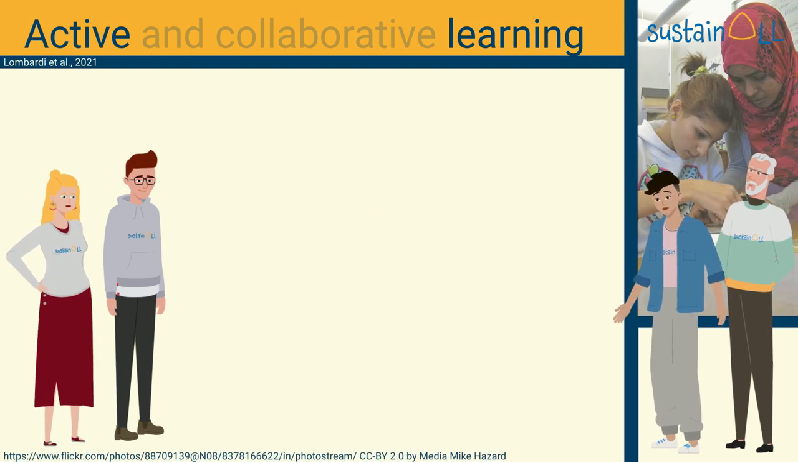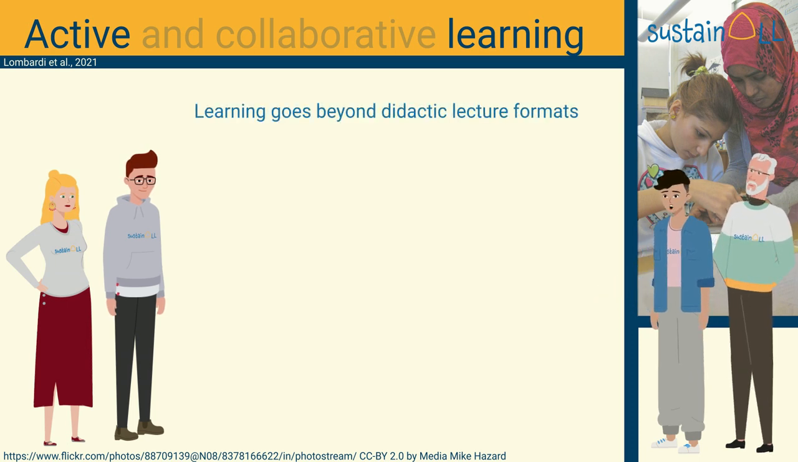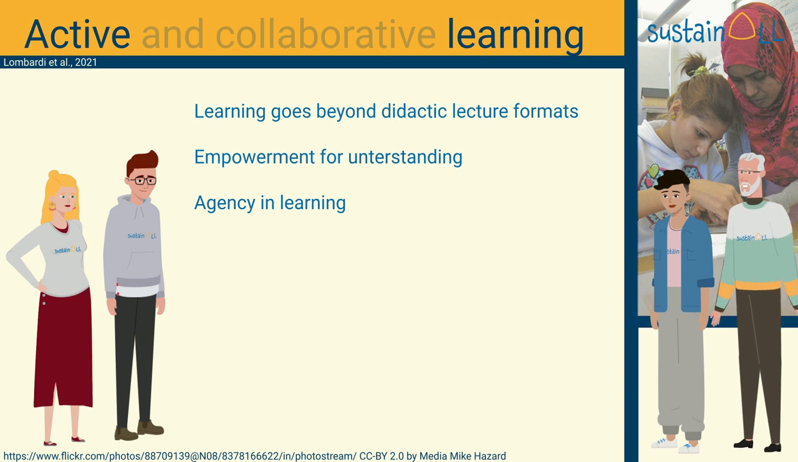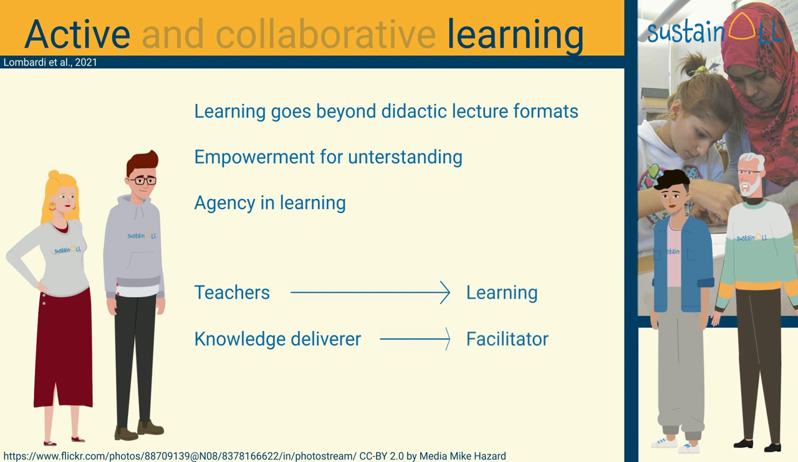Lombardi and colleagues present a model for an active learning ecosystem. According to them, active learning goes beyond traditional lecture formats. It engages students directly in the learning process, empowering them to become active participants in their own understanding. This leads to affordances that explicitly focus on students' agency in learning. Yes, and that means that today's teachers are no longer just knowledge deliverers. They're facilitators, creating environments where students actively learn and develop skills with the teacher's support at every step. If you want to learn more about teachers as facilitators, have a look to Module 5.